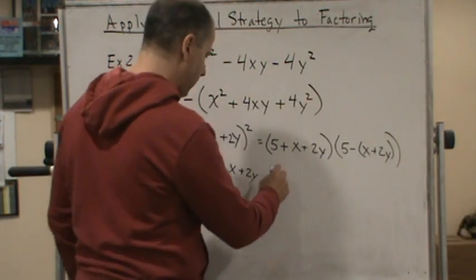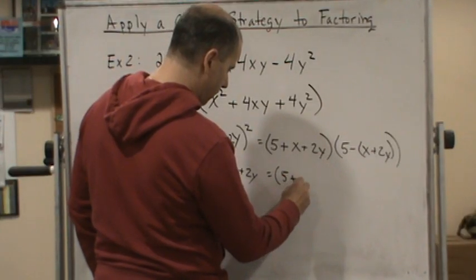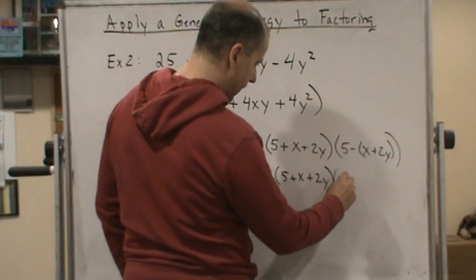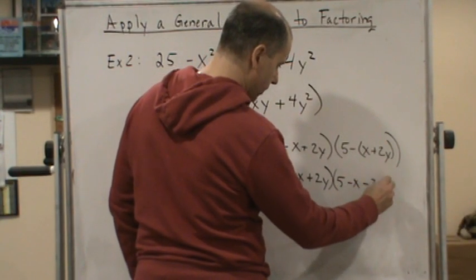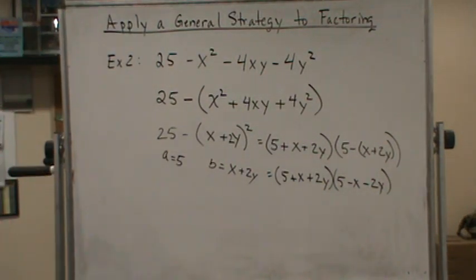So now if I simplify this, what do I get? I get 5 plus x plus 2y times 5 minus x minus 2y. And so that is the final factored form.